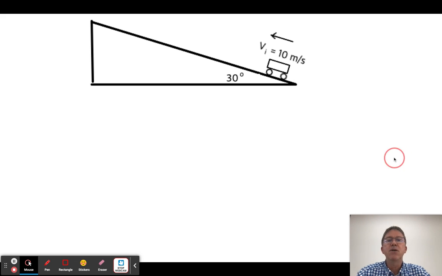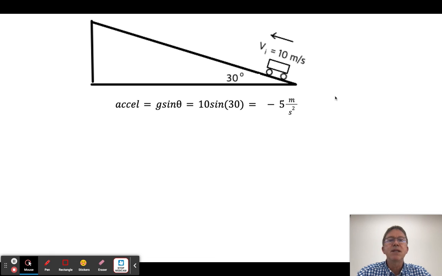I know that this object is going to accelerate. Since this is the positive direction, this is going to be the negative direction. So it's going to be accelerating at g sine theta. This should say a negative here. So it's going to be negative 5 meters per second squared as my acceleration.